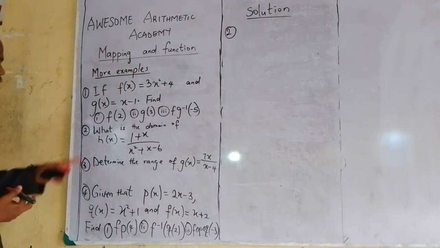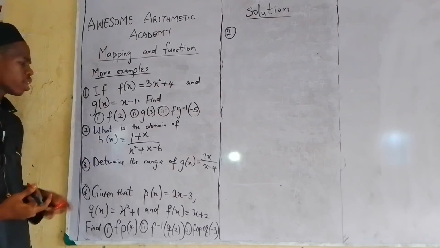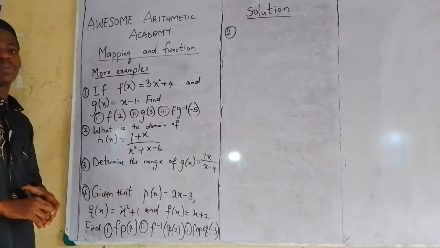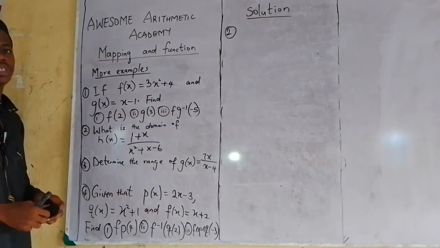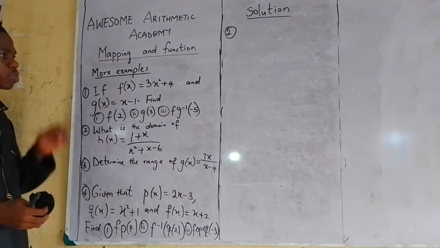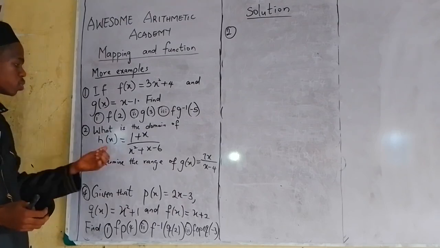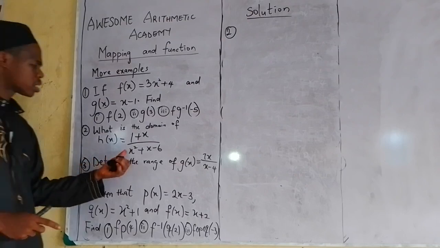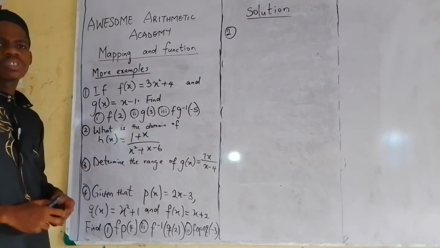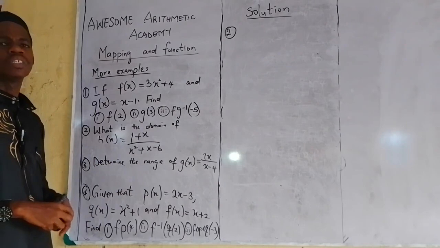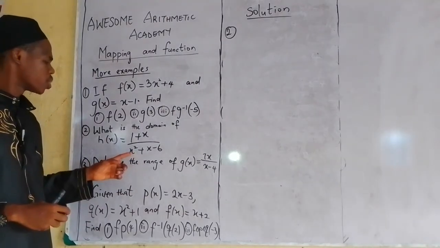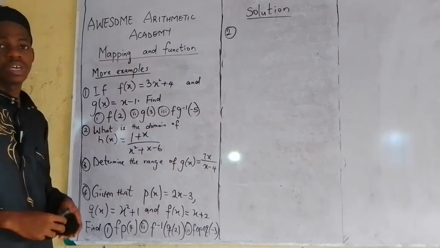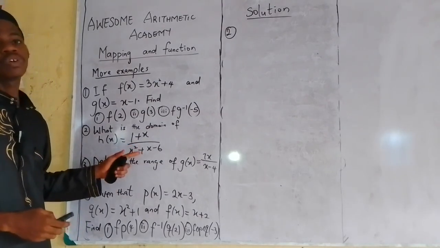The second question said, what is the domain of h of x equals 1 plus x over x squared plus x minus 6? You all know that when we're talking about domain, we are looking for this value of x. But check this. You cannot just say x can be any number. The reason is because there will be a condition whereby this fraction will not be defined, right? And that's when the denominator is 0.